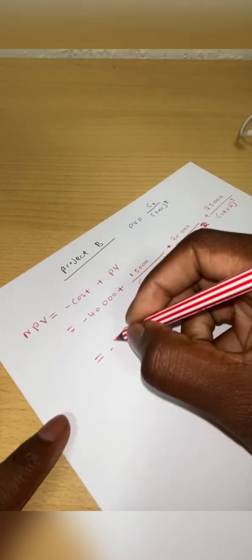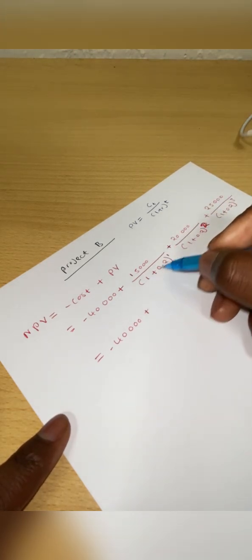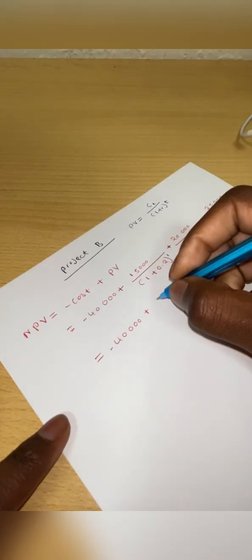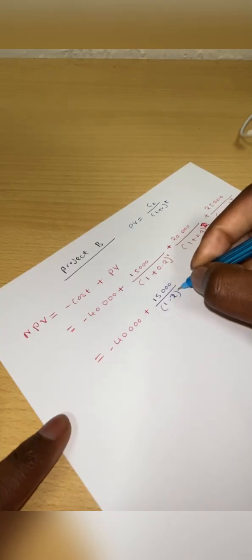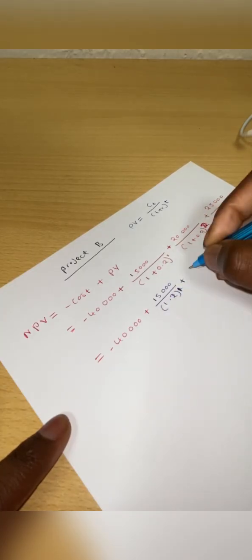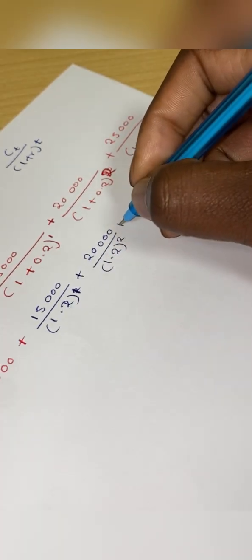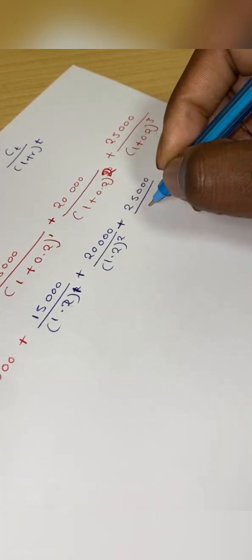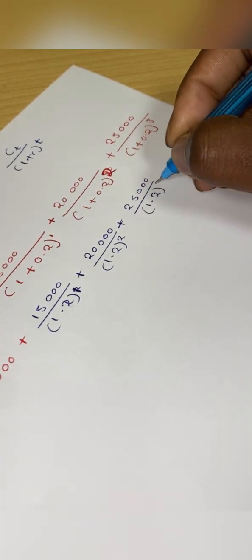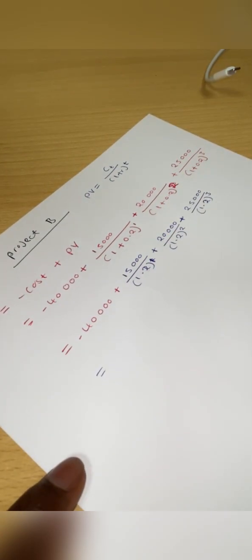So what I do here, I have negative 40,000, then plus here my present value. So when I add down, I'm going to have 15,000 over 1.2 to the power 1, plus here I have 20,000 over 1.2 to the power 2, then plus the other one I have 25,000 over 1.2 to the power 3. Okay, so I can deal with this and see what I'm going to have.